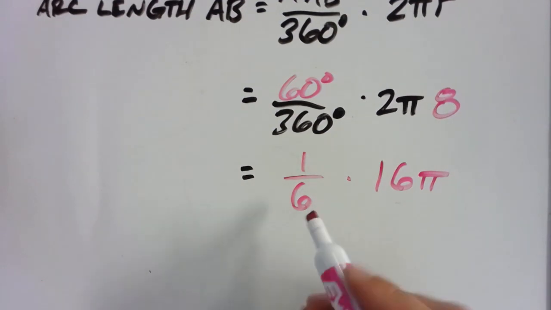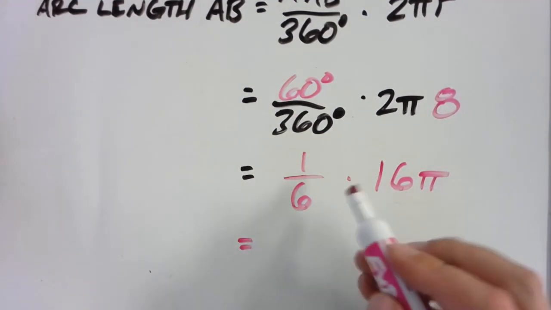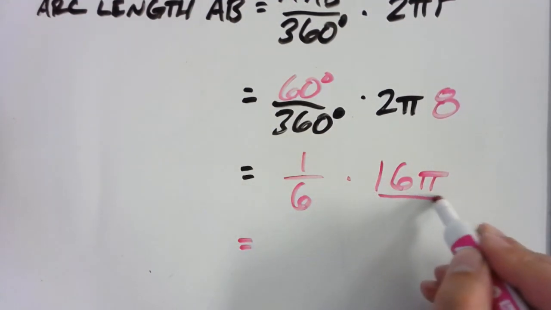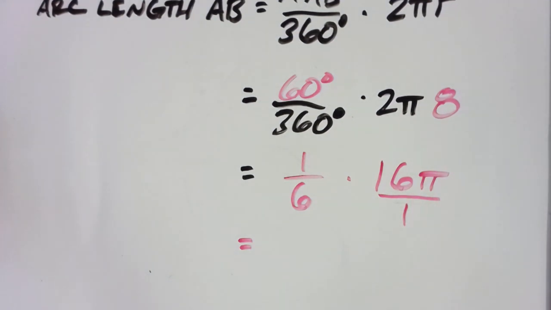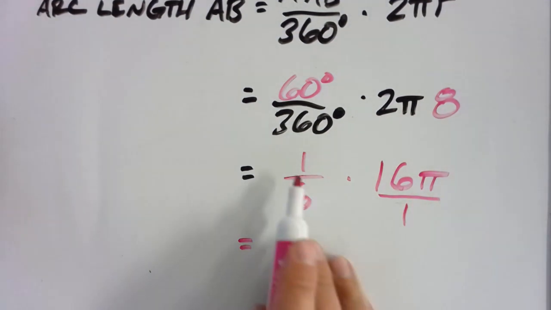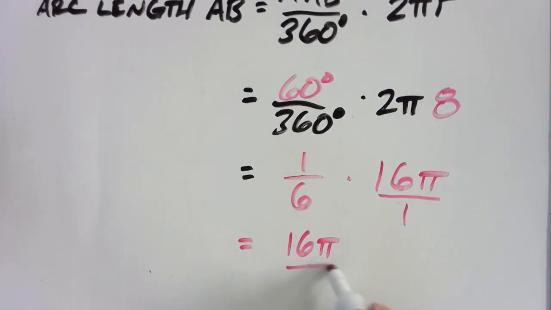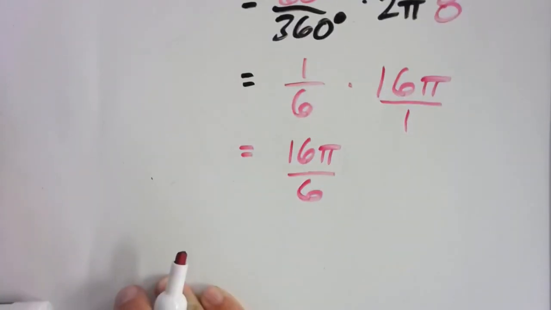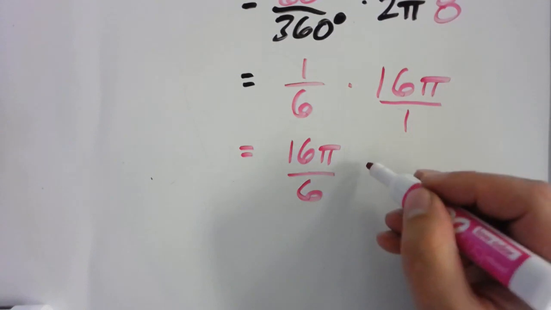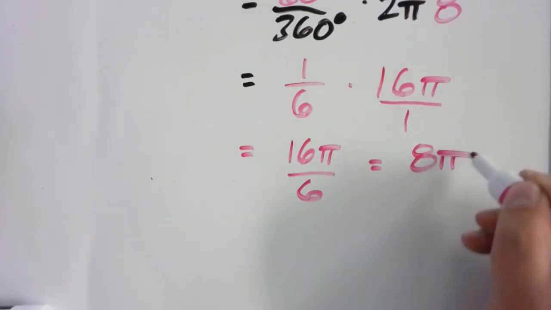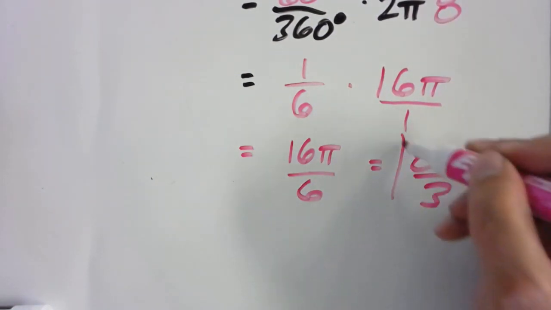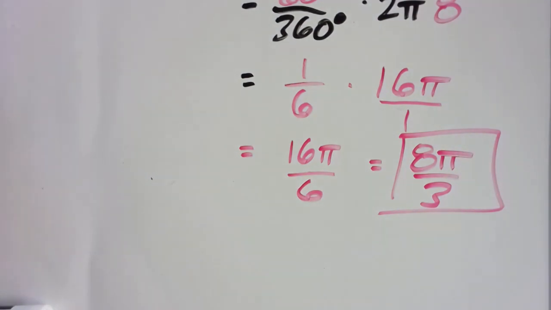So now let me combine some stuff together. Anytime I multiply fractions, I can multiply straight across. Technically, the 16 pi is over 1. So when I multiply numerator to numerator, I end up with 16 pi. Denominator to denominator, I end up with 6. So that right there is my arc length. But I can reduce that fraction. 2 goes into top and bottom. 8 pi over 3 is my reduced answer in exact form.